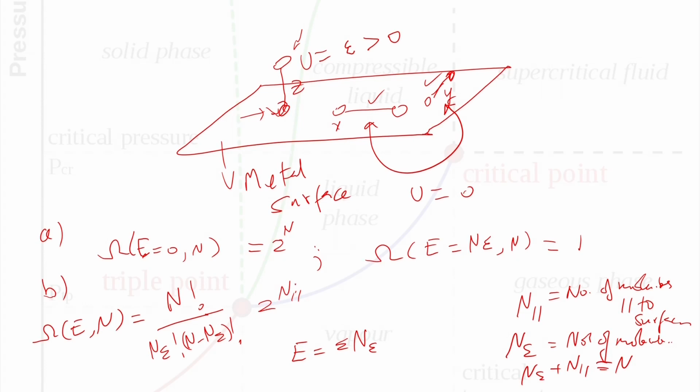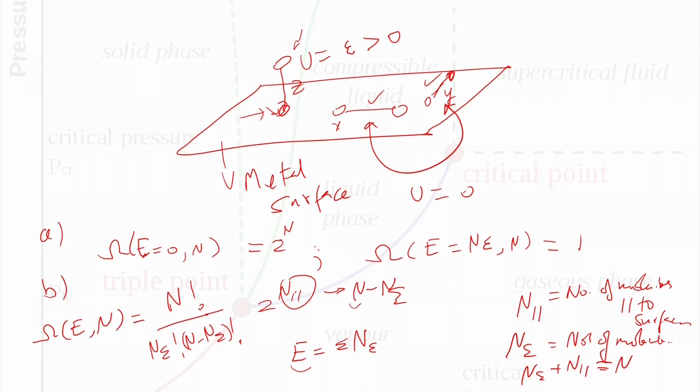So, this also can be written as N minus n epsilon. You see the total number of microstates is now expressed completely in terms of the energy of the system and the total number of molecules. So, that is what it is. Okay, so that is the answer to part B.